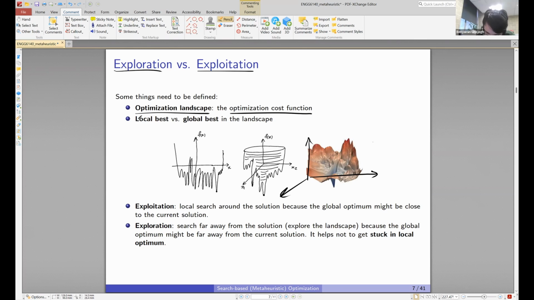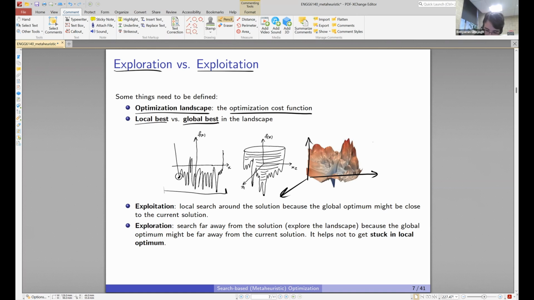Okay. Local best and global best in landscape. Local best, we already defined that in the preliminaries, but briefly, it means that in a neighborhood it's best. So if we are minimizing, local best means that in its neighborhood around it, it is minimum, such as this. This is a local minimum. But global best is global in the whole domain of X.